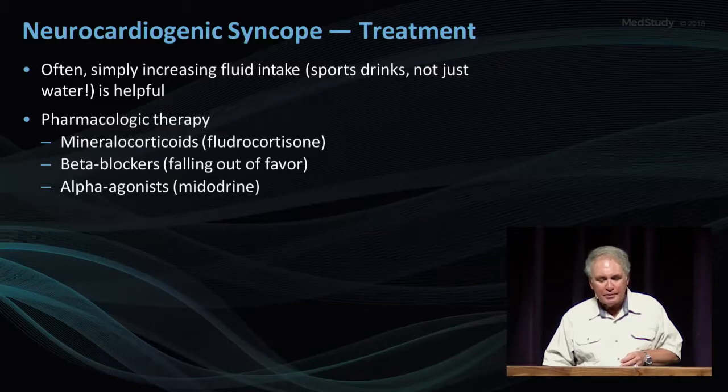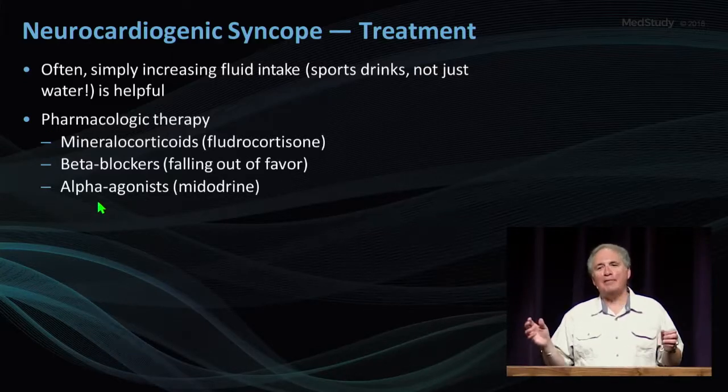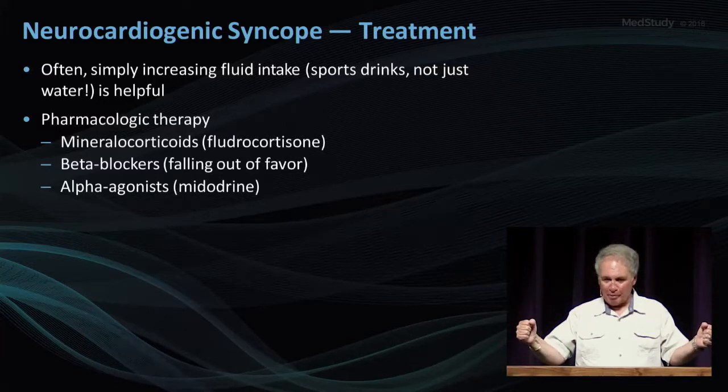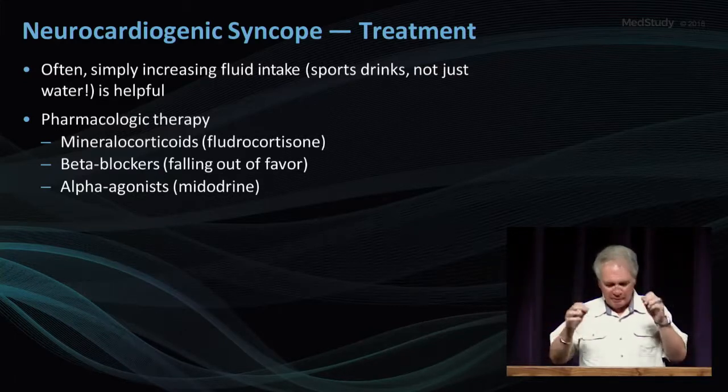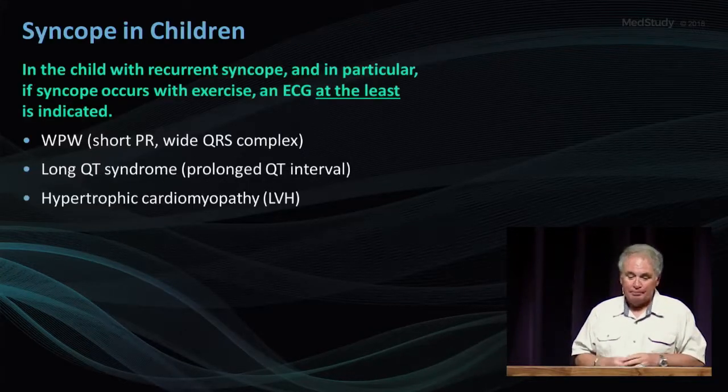And in some cases, something to help combat the hypotension, so an alpha agonist to vasoconstrict the peripheral circulation, such as midodrine, is quite effective, okay? So, treatment of vasovagal syncope.